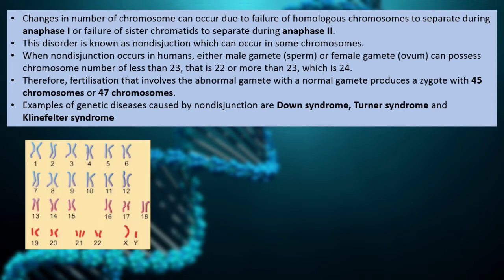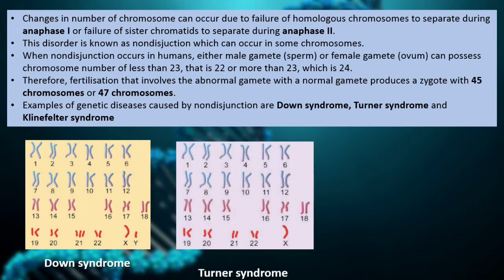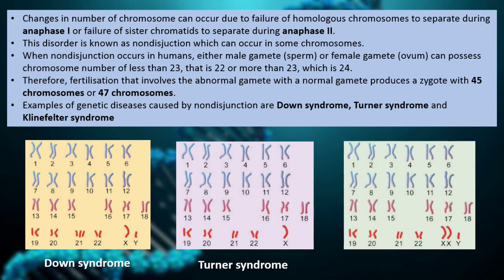So this is the karyotype of Down syndrome. This is the karyotype of Turner syndrome. This is the karyotype of Klinefelter syndrome.